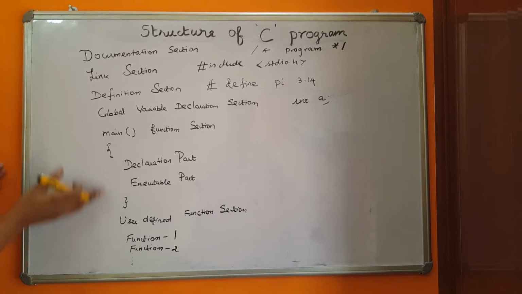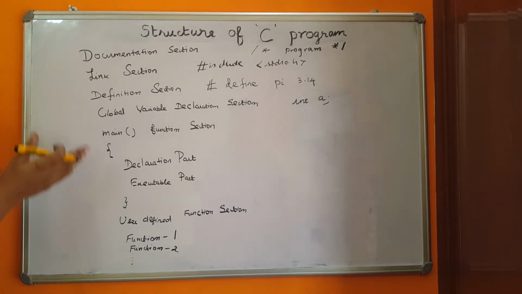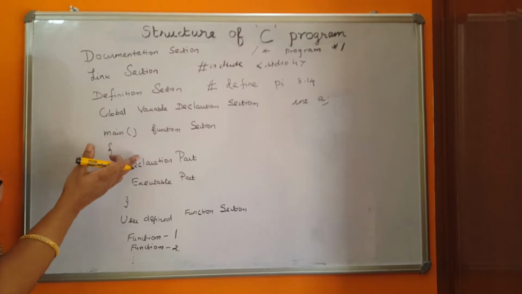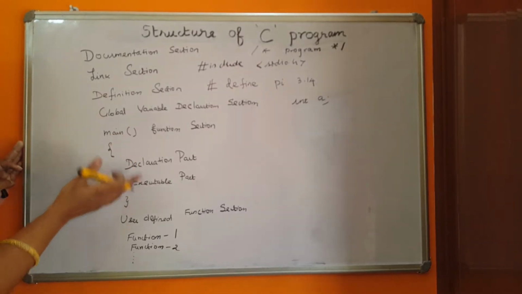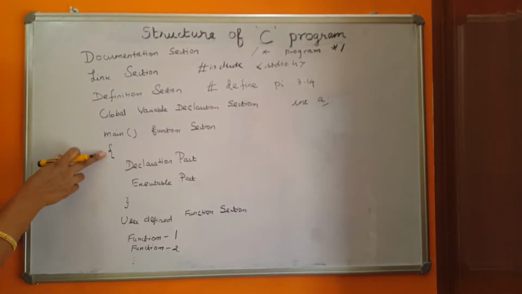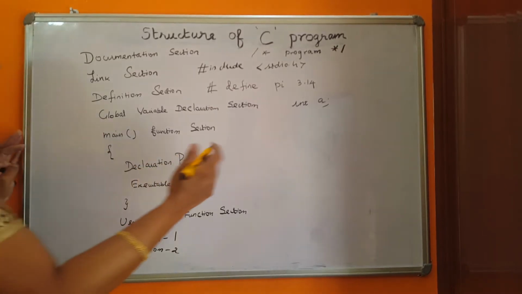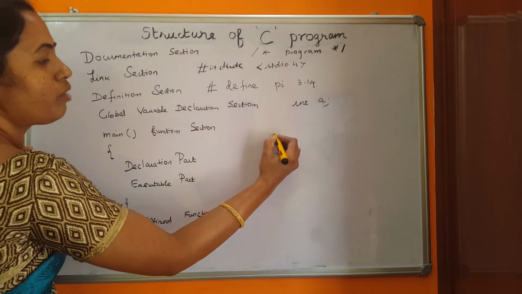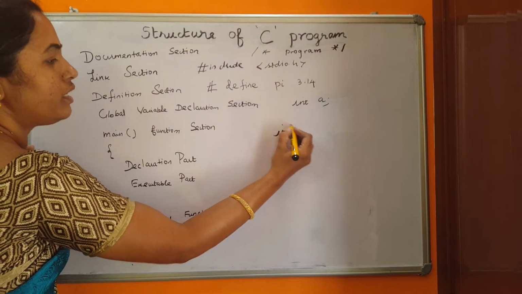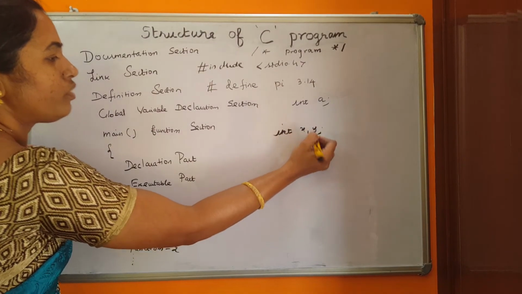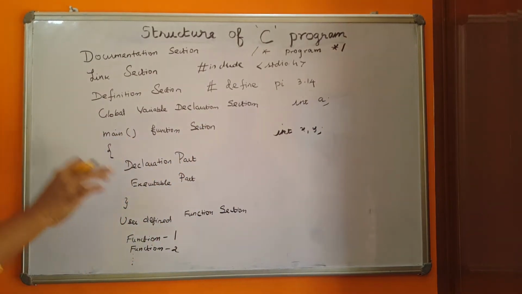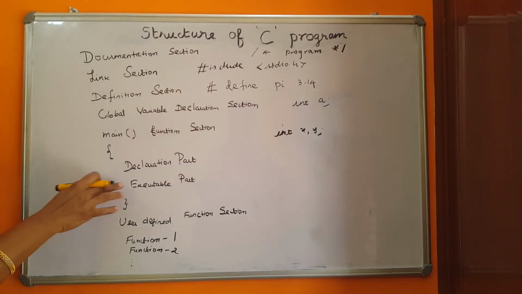The next section is main function. Main function has two parts, declaration part and the executable part. The main function starts with open brace and ends with closing brace. In the declaration part, all the variables are declared here, int x, y. Then all the statements are terminated by semicolon in main function.